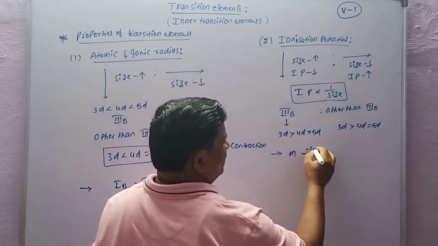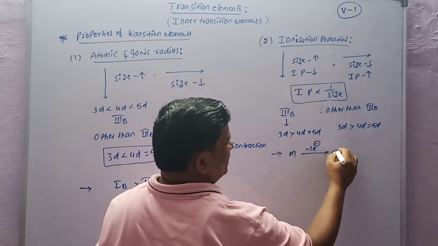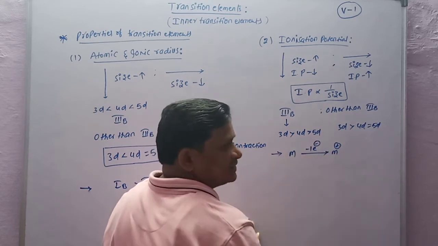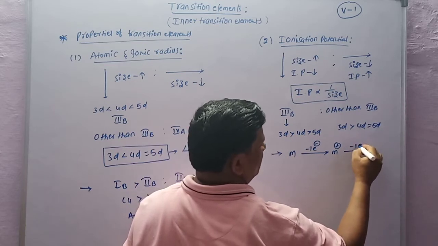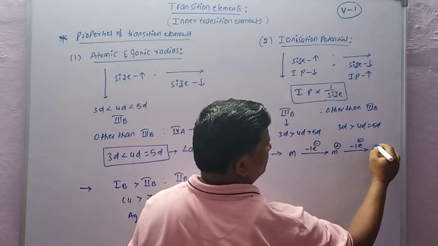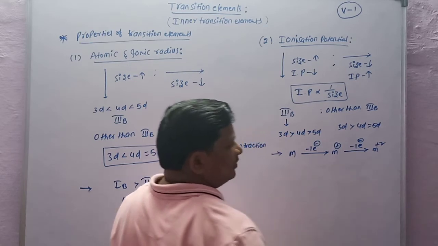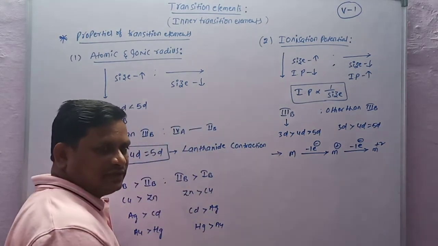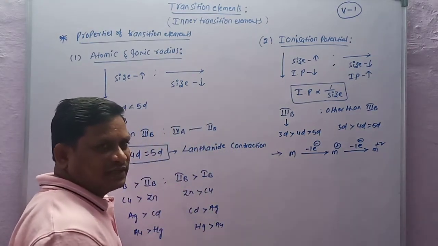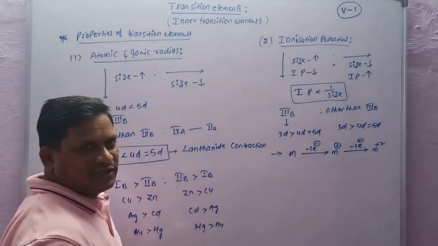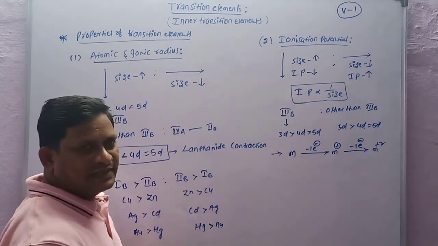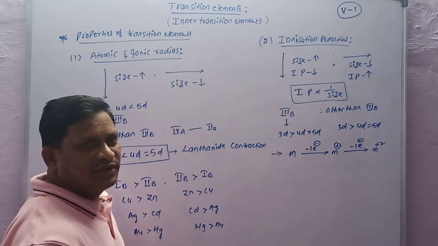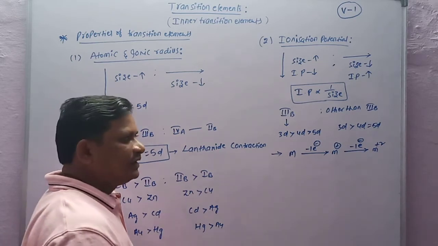Generally, if we lose one electron we get M+. If M+ loses another electron, we get M2+. If the positive charge increases, the nuclear charge effect increases, and the size decreases.